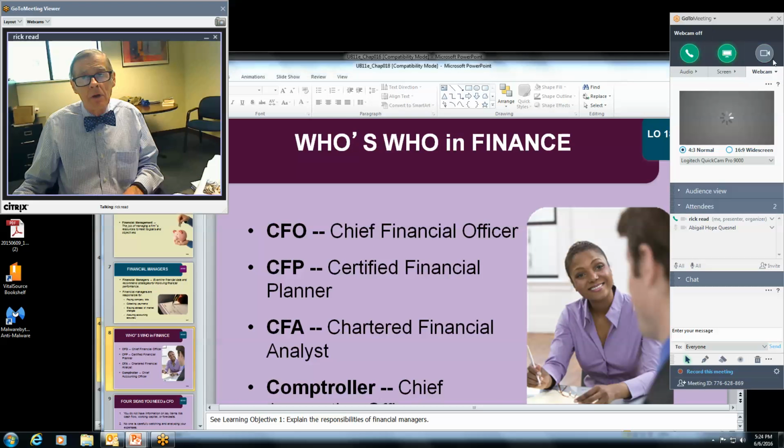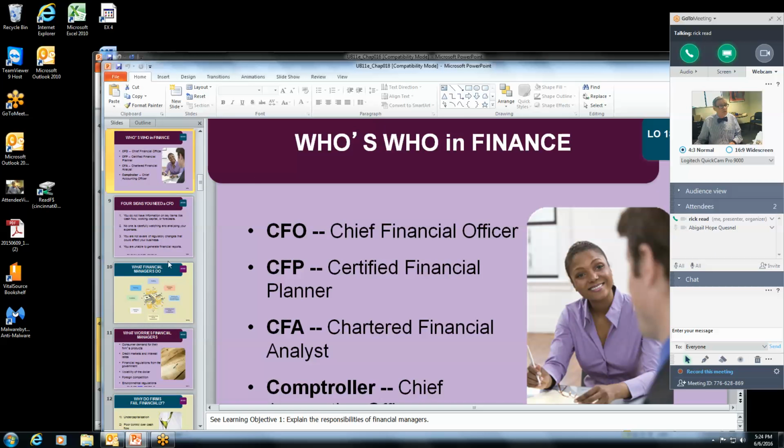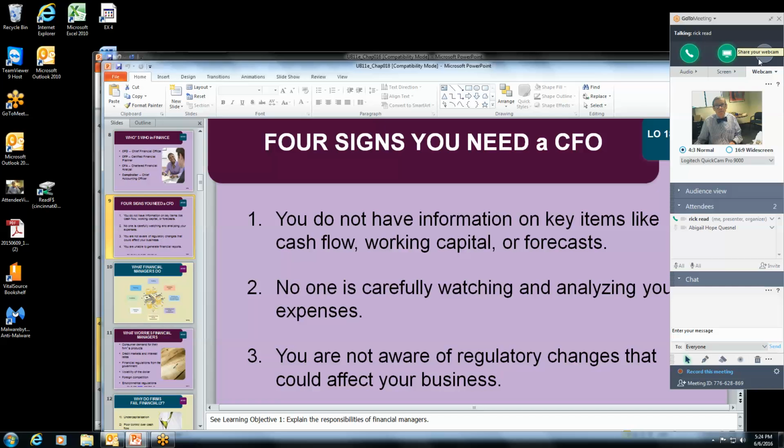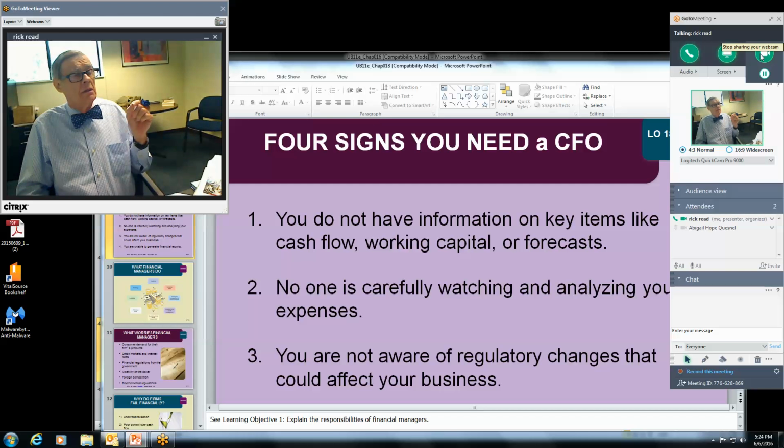Different terms for people here: CFO, Chief Financial Officer, a Certified Financial Planner, Financial Analyst, Comptroller, etc. We don't need to pay a lot of attention to that, but if you hear those terms bandied about, you have some idea what it is. This just says 4 terms that say you need a CFO. And let's back this down a little bit. Every company is probably not large enough to have a CFO, or they don't use that term CFO. We have a CFO here at the university, but every organization won't have one. So let's not use that term Chief Financial Officer.